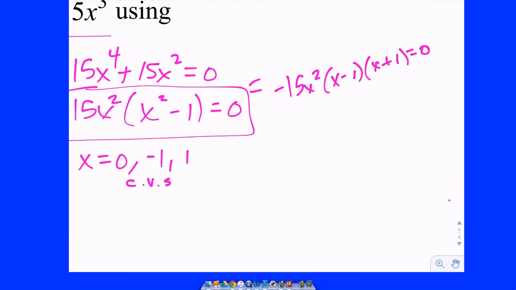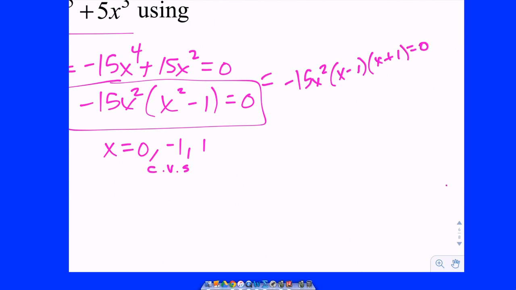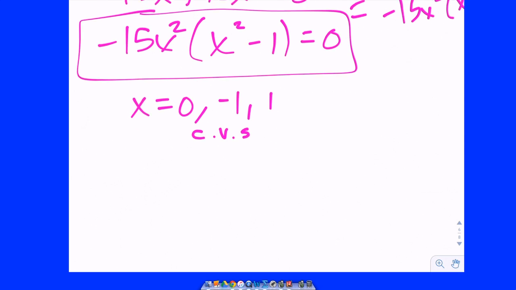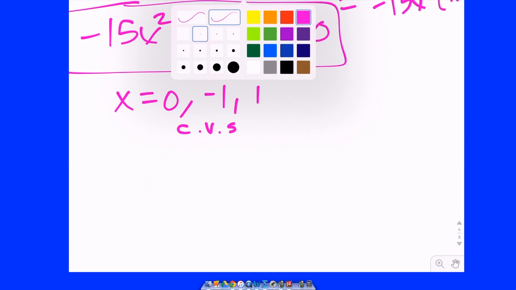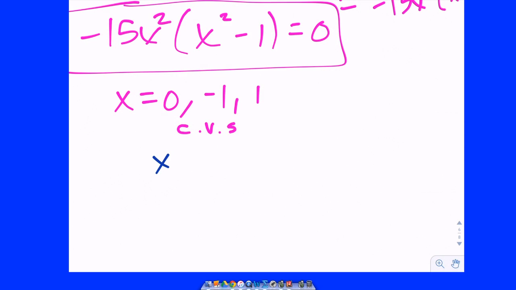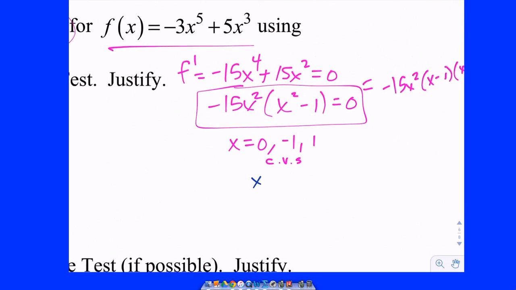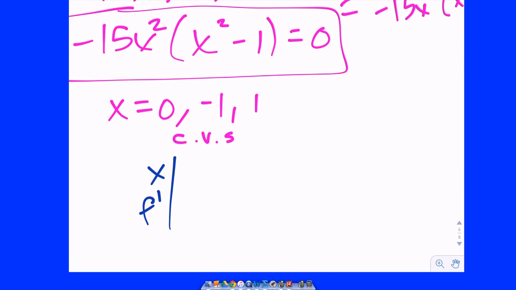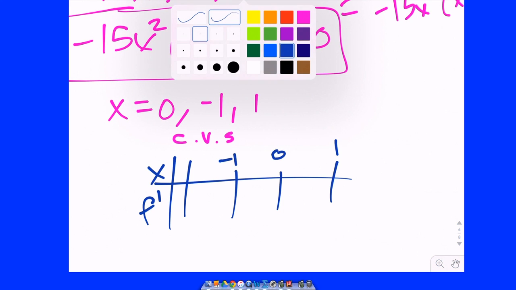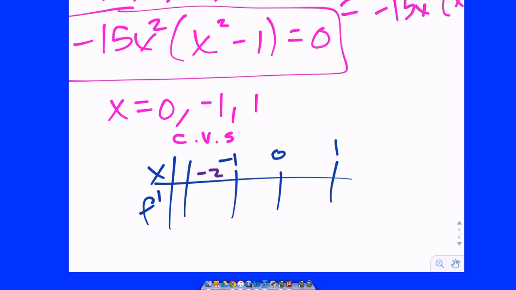So of the three, which two are going to be local max and or mins? Just 1 and negative 1. Now, to determine what type they are, you're probably going to want the sign change, and the table is a good way to organize that. So we'll just see if that comes out to be the case here. We're talking about f prime, so pick your favorite numbers or your least favorite or something safe.